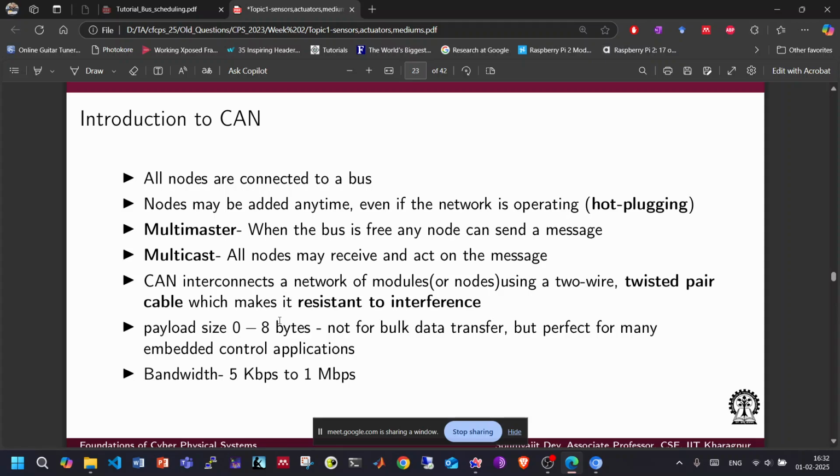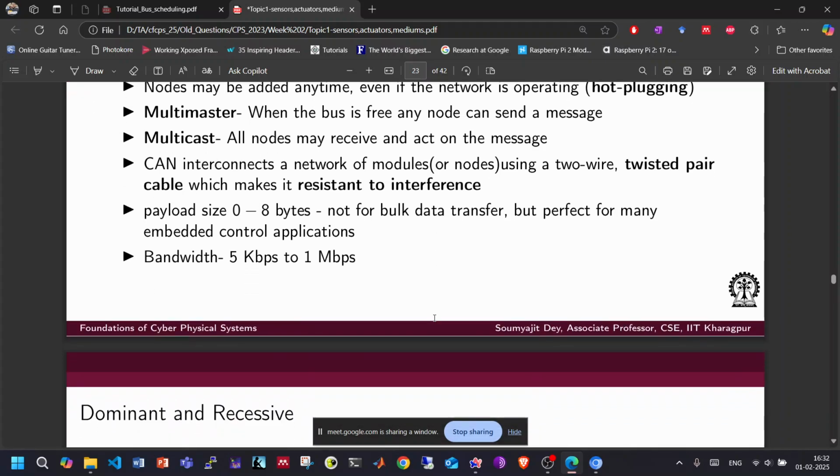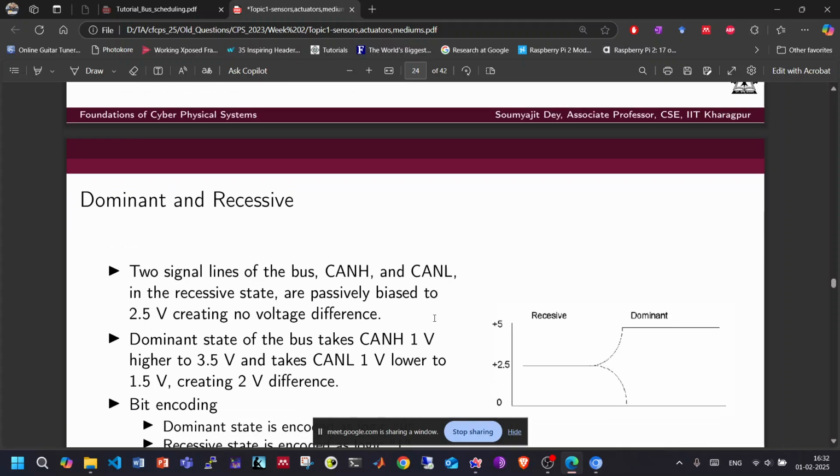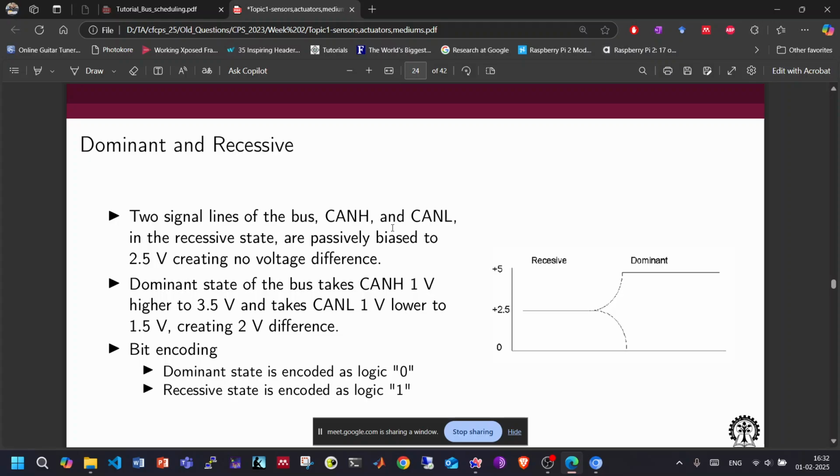So basically it is a network of modules, with two wires, a twisted pair of wires. We measure the voltage between these two wires, and we understand what is the level of the bit that we are transmitting. The two lines are called CAN high and CAN low. In the recessive state, the two have no voltage difference at all, and that is a 1 bit. In the dominant state, I guess it is a 0 bit, and in the recessive state it is 1.